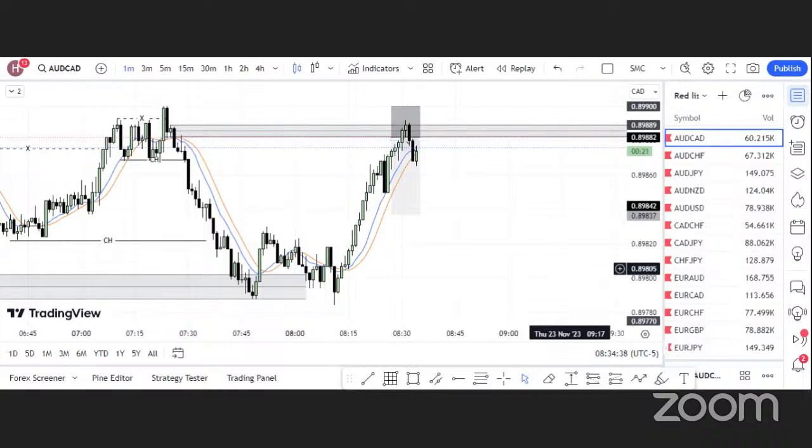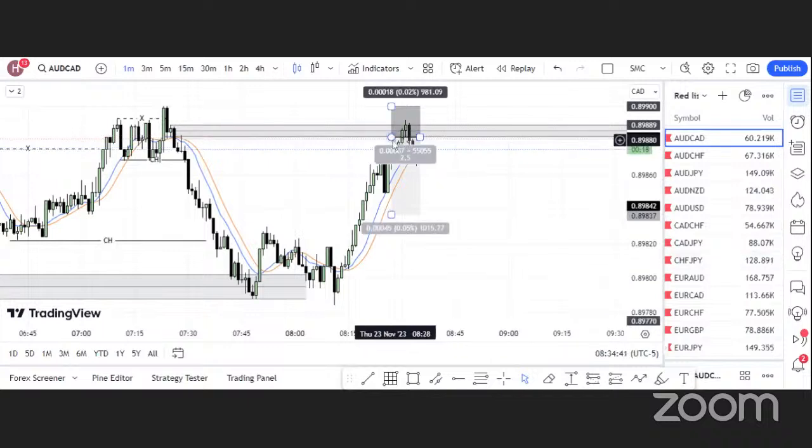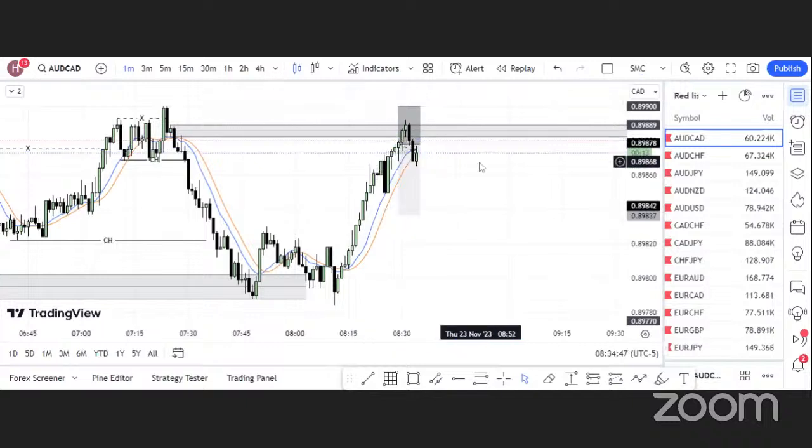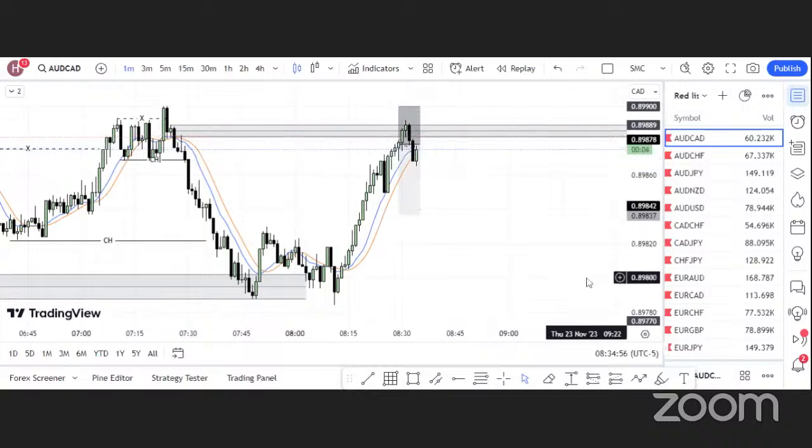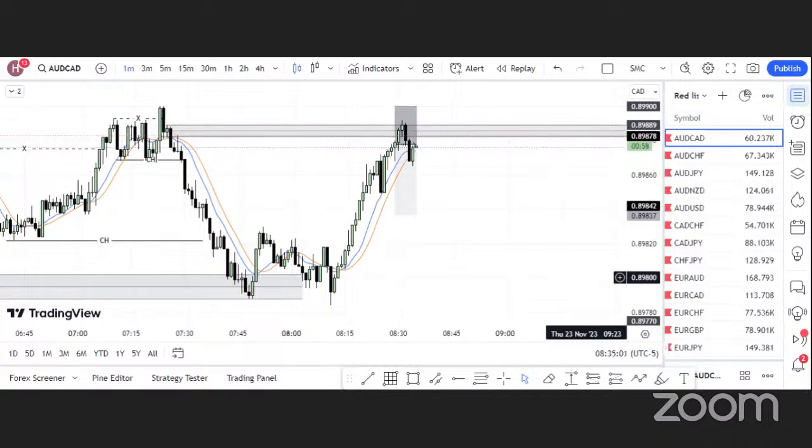Okay, so I just sold. This is the 1 minute time frame, so our stop loss is very minimal. So we are currently on this trade.